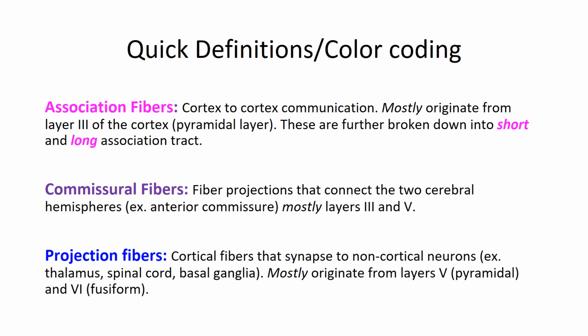So pay attention to the color coding that is done on these slides, because in future slides, if you see anything in pink, that is going to represent that it is an association fiber, which is going to tell you that it is communicating between one region of the cortex versus another region of the cortex. If you see something in purple, that is going to be a commissural fiber, meaning that it is communicating between the 2 cerebral hemispheres. Lastly, if you see something in blue, that is going to tell you that it is a projection fiber, meaning that it is communicating from the cortex to some non-cortical region. All right, and with that, let's go into the actual fiber identification.